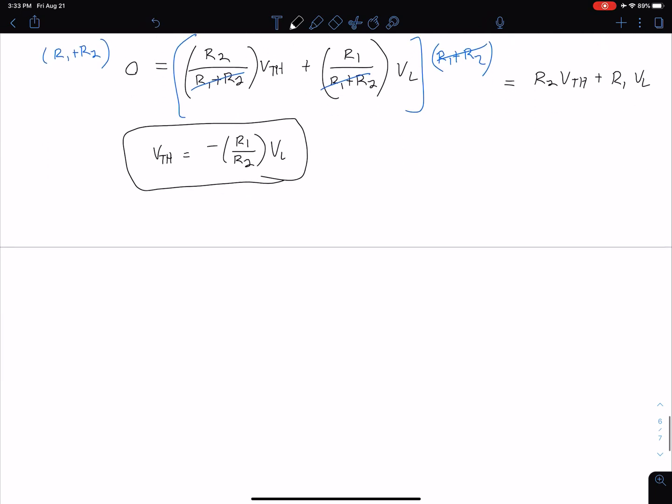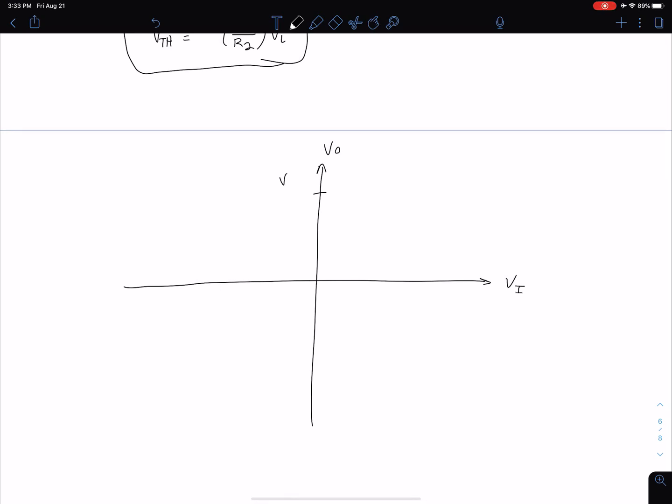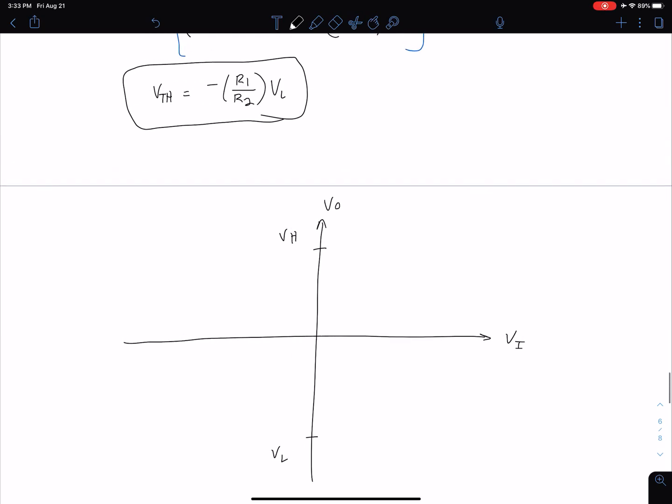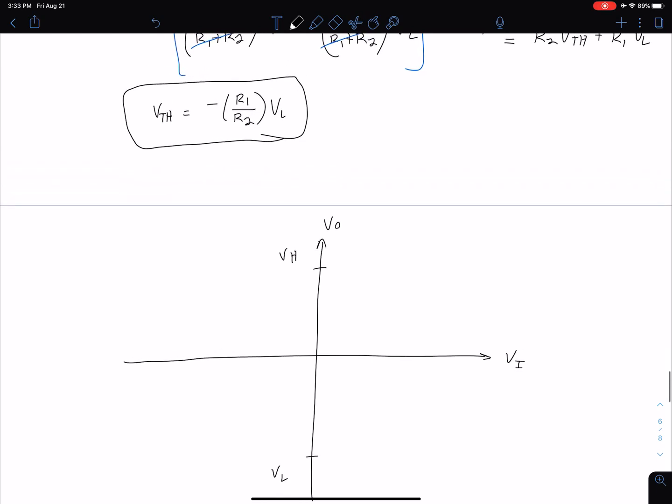And so again, we can sort of draw our plot. So let's draw our output voltage, V out, as our input voltage is varying. And we want to label our V high and V low, which we said are positive and negative respectively with equal magnitudes. And so now we've just defined this new VTH. So note in this definition, our VL was negative. So this value here is negative. And we also have this negative sign out front. So the two of those are going to cancel out. And our VTH is going to be positive.